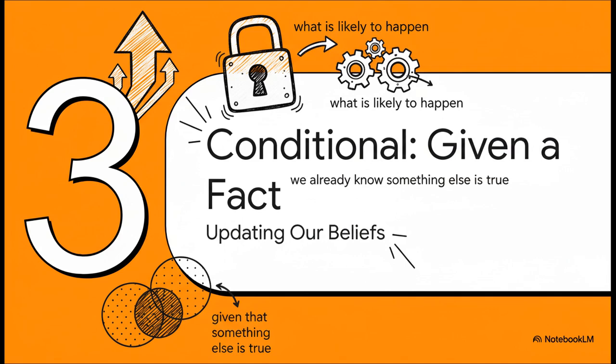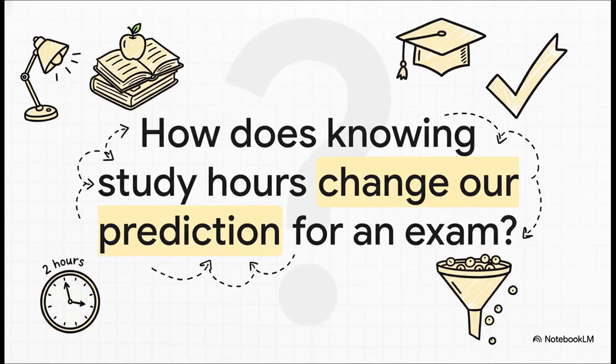And this is where things get really powerful. This isn't just about what could happen, it's about what is likely to happen given that we already know something else is true. It's all about updating our beliefs with new facts. Let me put it this way. If you know for a fact that a student studied for exactly 2 hours, does that change your guess about whether they passed the exam? Of course it does. The entire universe of possibilities just got a whole lot smaller.